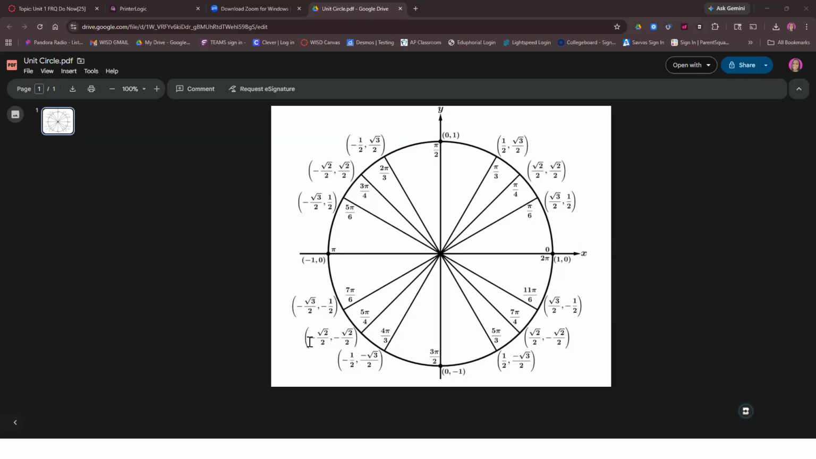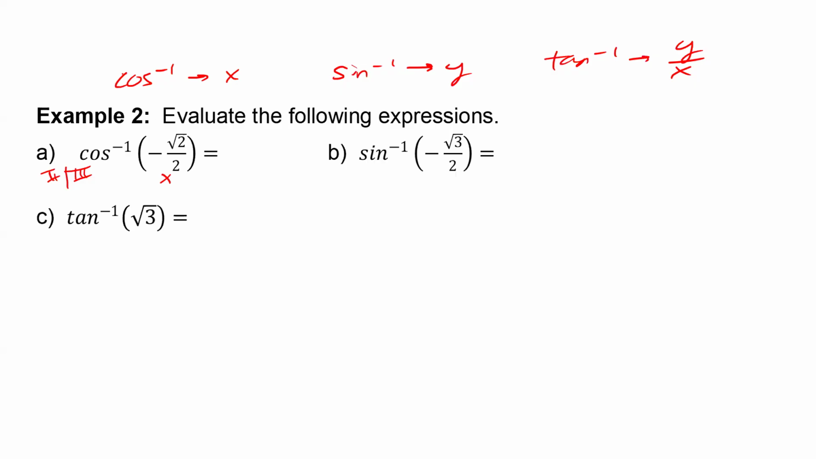Now, based on what we know about the inverse of a cosine, out of these two quadrants, which one does it narrow down to for cosine? Quadrant 2. The inverse is going to be applicable in quadrants 1 and 2. So the answer that we would be looking for is 3 pi over 4. Does that make sense? So our answer is 3 pi over 4.